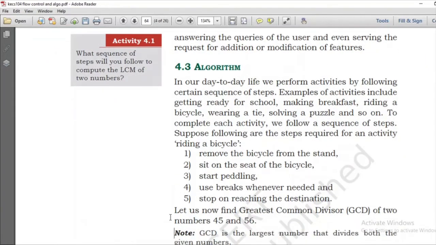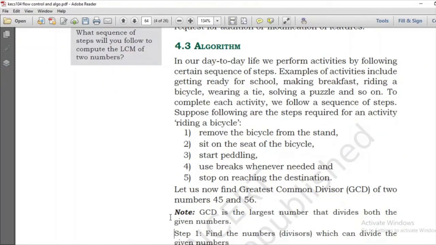Now we are going to study algorithms in detail. For example, here is an algorithm given for riding a bicycle. Remove the bicycle from the stand, sit on the seat of the bicycle, start pedaling, use brakes whenever needed, and stop on reaching the destination. You see how clear the instructions are. You need to press the brake. When do you press the brake? When needed. It is not that you press the brake any time.